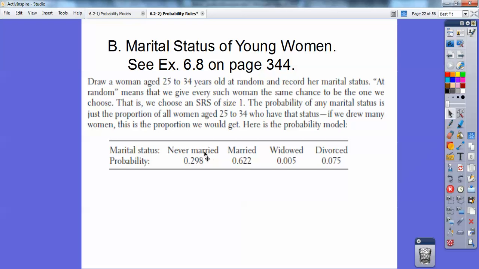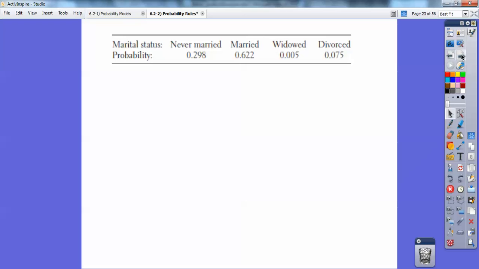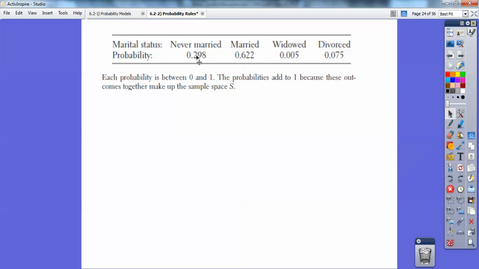Okay, so marital status, never been married, which would be almost 30%. Married, 62%. Widowed. Now the reason why this is so low, you guys, is because these gals are young, so they're not going to be widowed at a young age. I suspect when they get much older, this number would get higher, and this number over here would get much lower. Okay, so we're going to work with these numbers right here. All right, so I just moved it up right there. Each probability is between 0 and 1, and the probabilities add up to 1 because it's the outcome of the whole sample space. I bet some of you guys are going to add those up to check to see if it equals 1. I would.